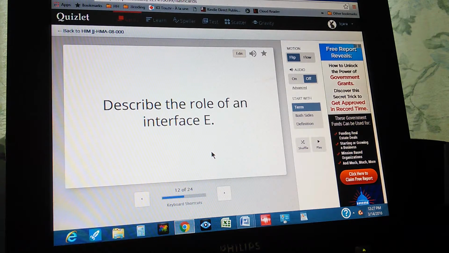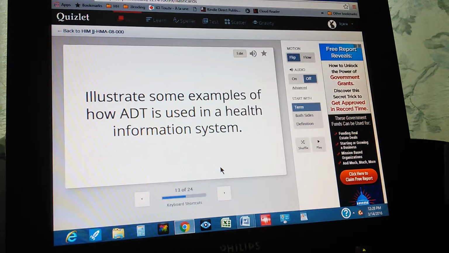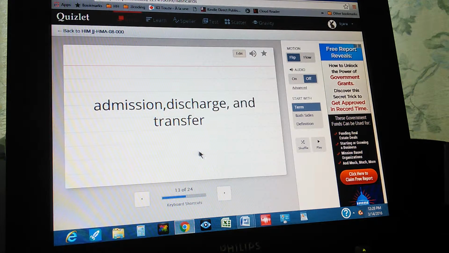Describe the role of an interface E. What's E? Engine. Engine. Excellent. Next, illustrate some examples of how ADT is used in a health information system. What's ADT? Admission, discharge, and transfer. Right, admission into the hospital, discharge from the hospital, or transfer from floor to floor, from room to room, right? Yes. Okay, let's go.